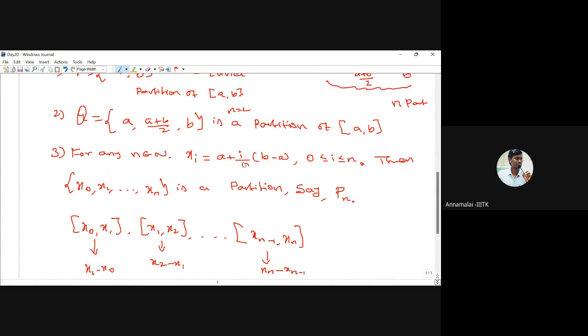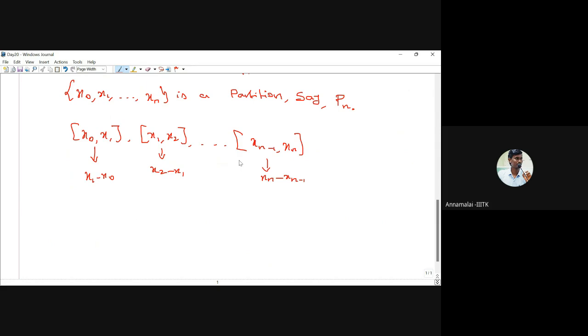So these are all examples of partitions. A partition of the interval is nothing but a finite set of points. The starting point is a, the end point is b, and you can take middle points, which are always strictly less than the other points.